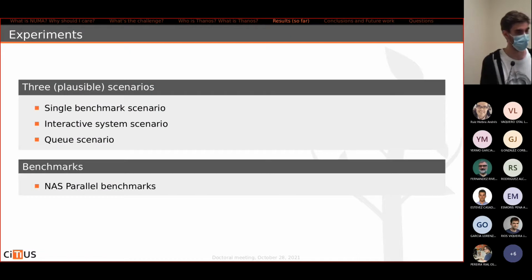For the experiments, we have designed 3 experiments covering what we think are 3 common use scenarios for NUMA systems in industry. First, the single benchmark scenario. Second, an interactive system. And finally, a queue of tasks. For the benchmark, we chose the NAS parallel benchmarks, since they are very well known and they are assumed to have high quality coding standards.